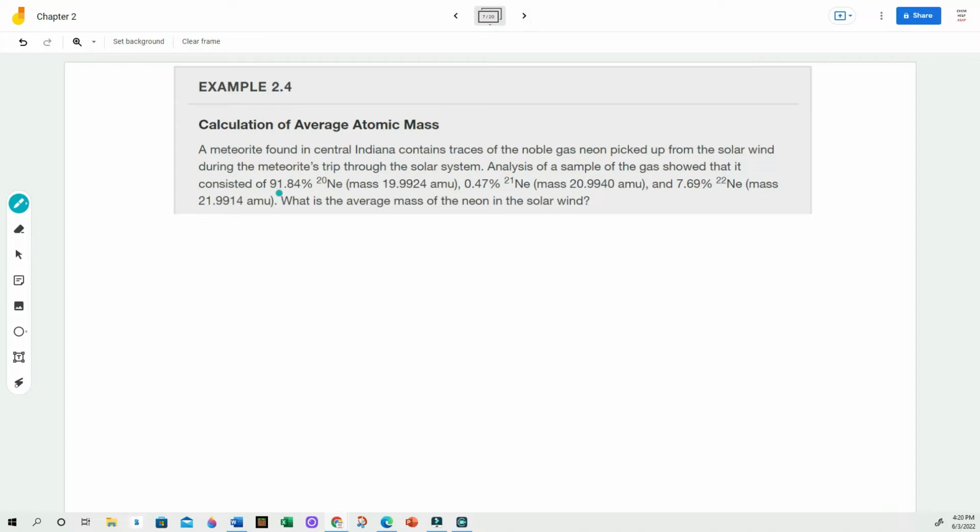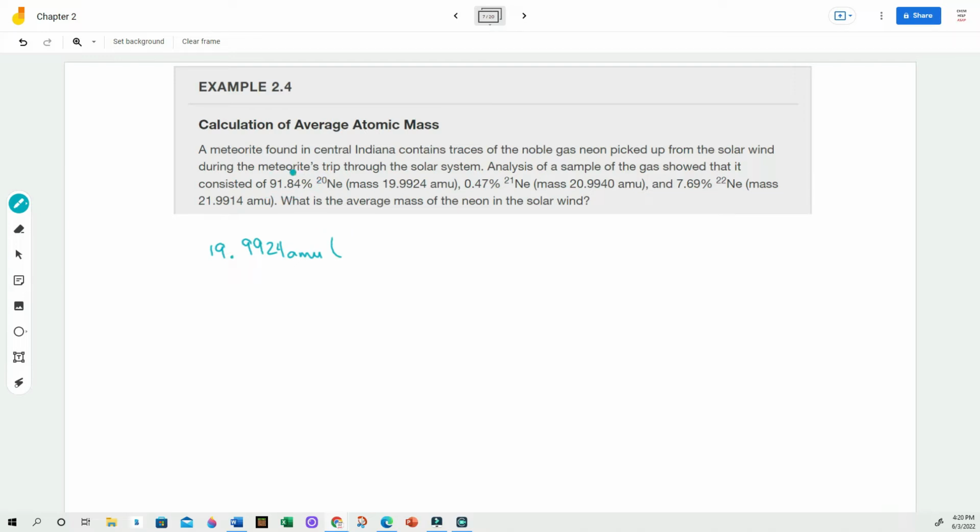The only trick here is all of our percentages need to be taken out of percent and made into just decimals. Well, that's very easy to do. All you do is divide each of them by 100. So I'm going to start with neon-20. Now its mass is 19.9924 AMU. I'm going to multiply that by its percentage turned into a decimal.